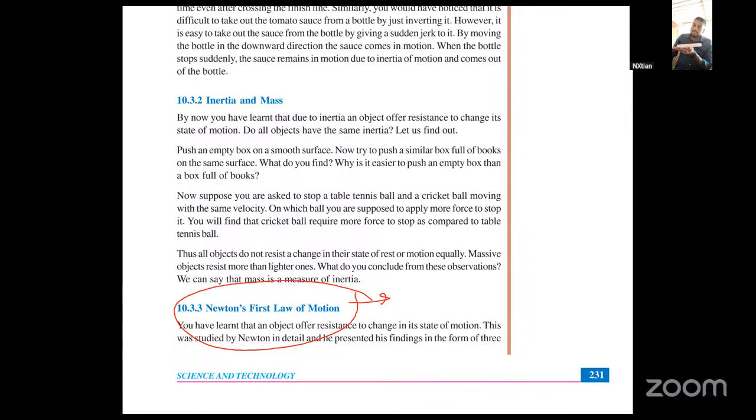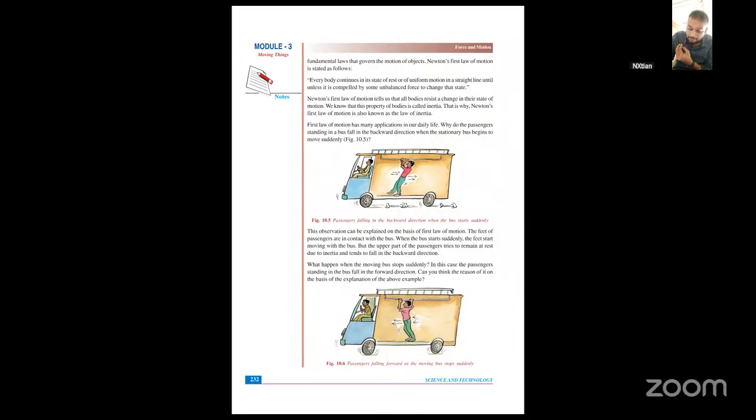Did you listen, guys? Yes, sir. For example, if it is moving, it is still moving. So what I will do, I will put an unbalanced force to stop. If it is in a stationary position, I will put an unbalanced force to move. So basically, what Newton's first law is trying to say is that until and unless an unbalanced force is applied to an object, it will not change its state.